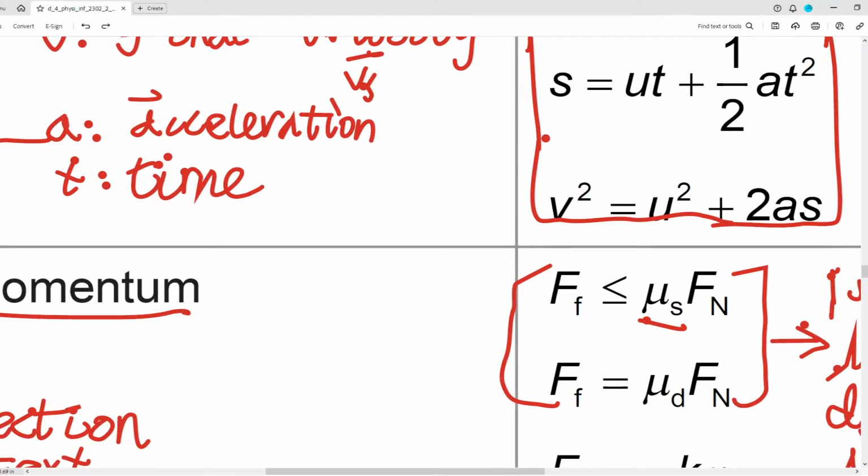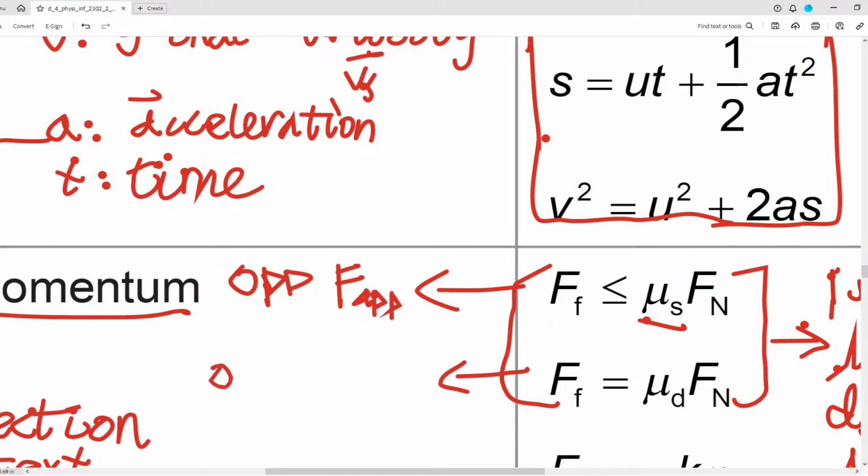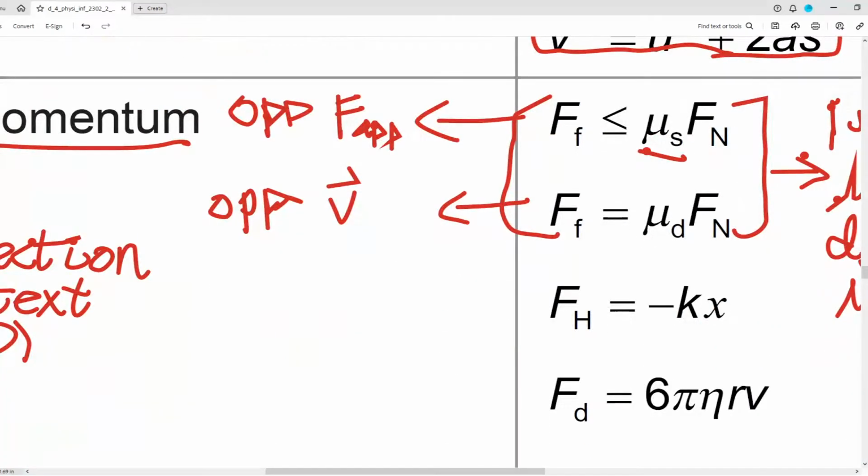So for friction, it's opposite the motion, at least for dynamic. This one, static friction, is always opposite the intended applied force. Whatever force is trying to move it, static friction will oppose it, while kinetic friction will always oppose the velocity. All right, so there's that.